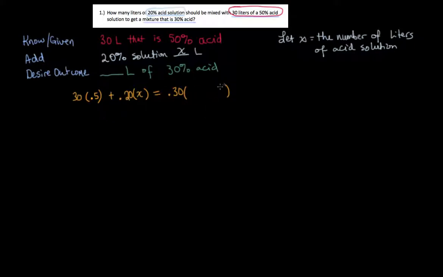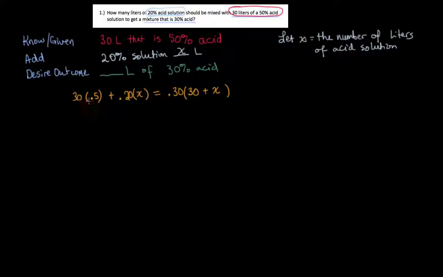Now, inside our parentheses here on the right, we've got to account for the amount, the quantity of liters that we had. Well, we started with 30 liters, and we added to that some unknown amount. So inside our parentheses is always the number of liters we started with plus the unknown amount. And now we just solve this equation.